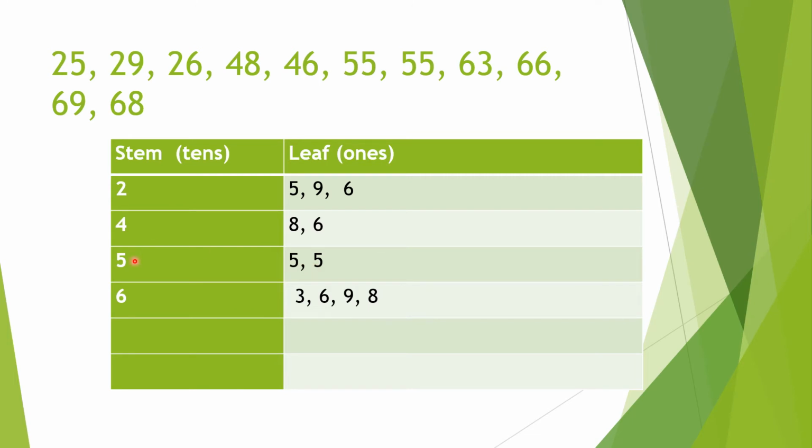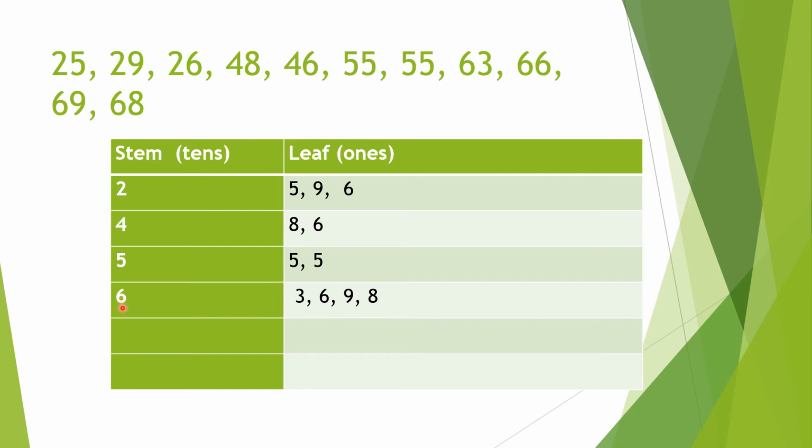5 from the stem gives you 5 tens or 50, while 5 from the leaf gives you 5 ones, making the number 55. We'll do the same thing here since we have another 5. 5 from the leaf makes it 5 ones, while 5 from the stem makes it 55. Then we have no more numbers here, hence we go to the next row.